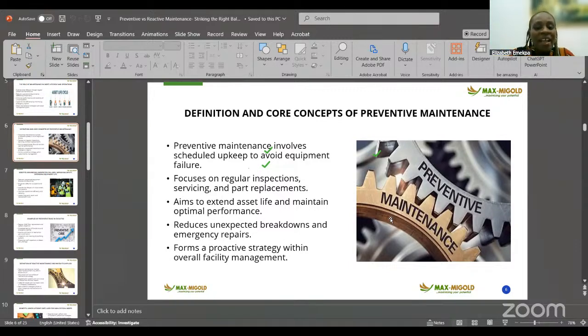We prevent errors, we prevent emergencies, we prevent all these things by ensuring that we carry out a proper routine check, a proper preventive maintenance care on our assets, okay? So when we do all this, it reduces unexpected breakdown and emergency repairs.